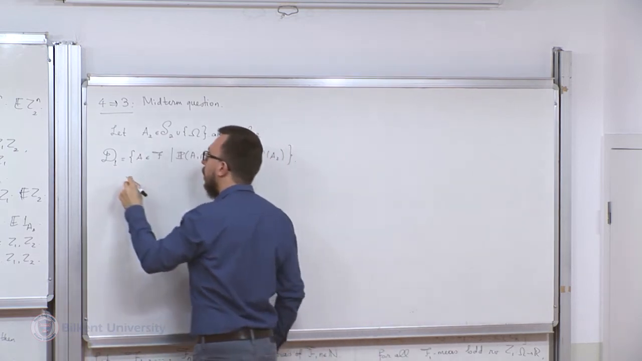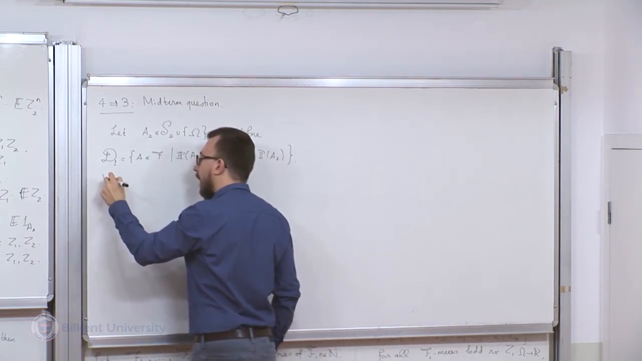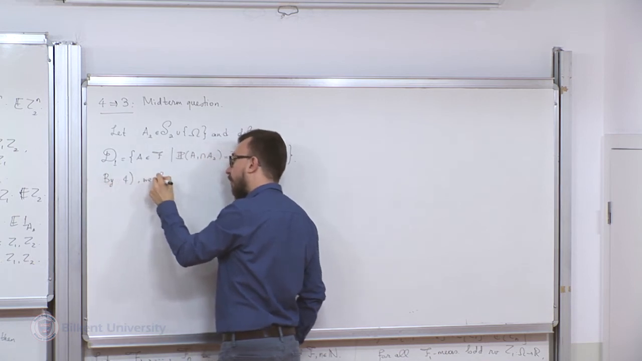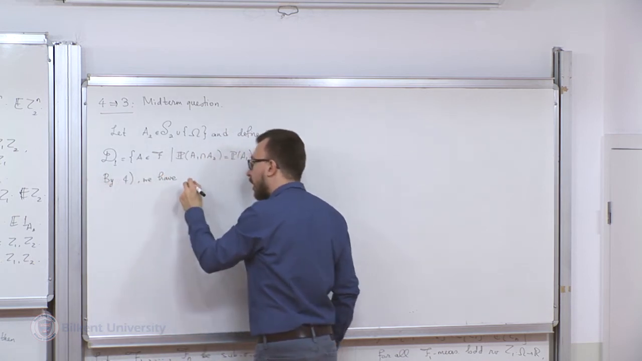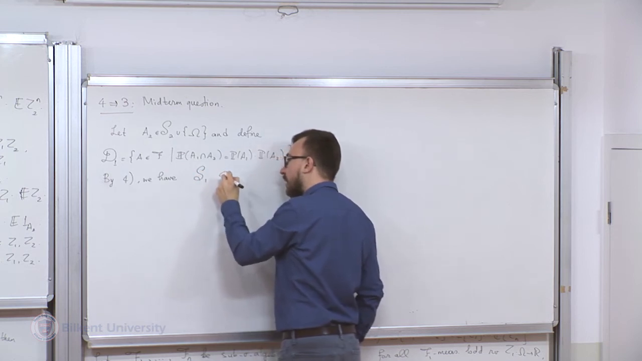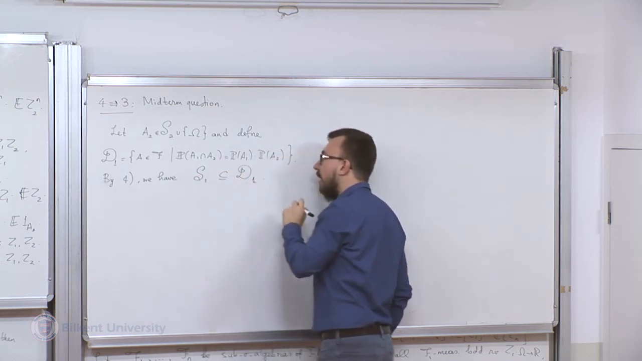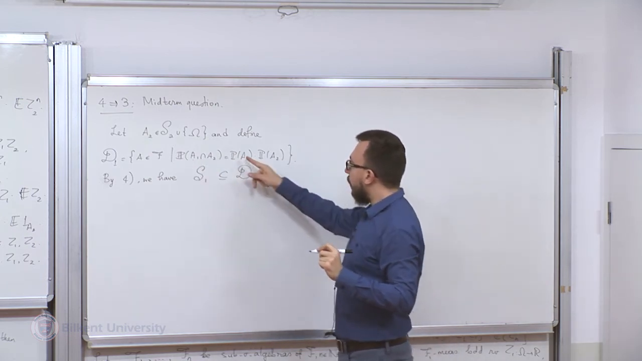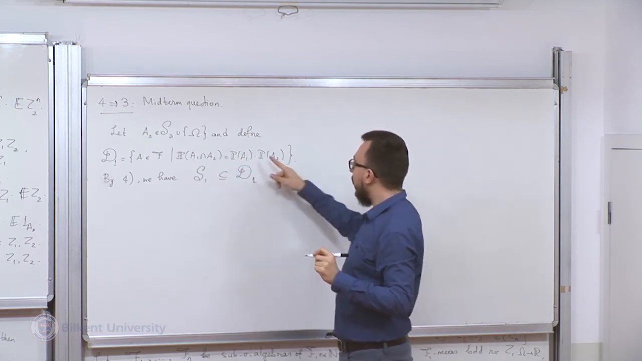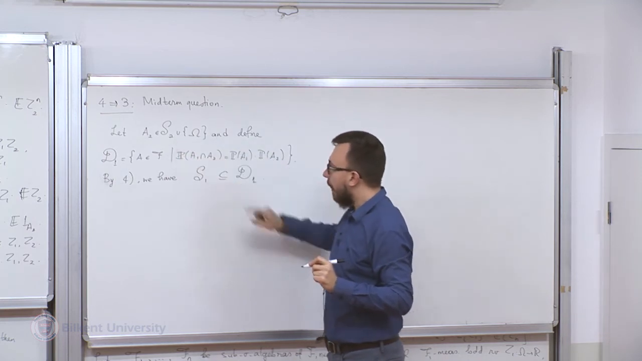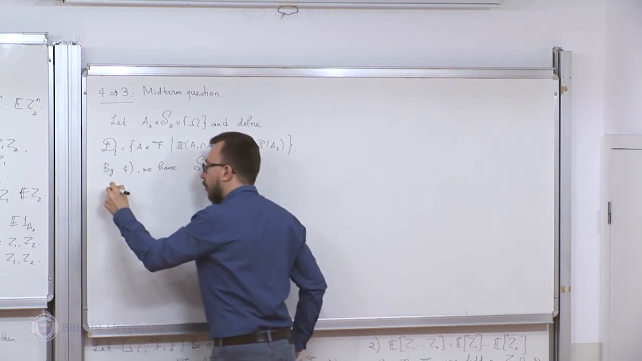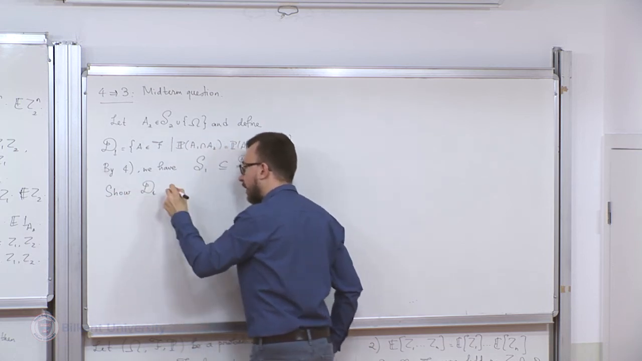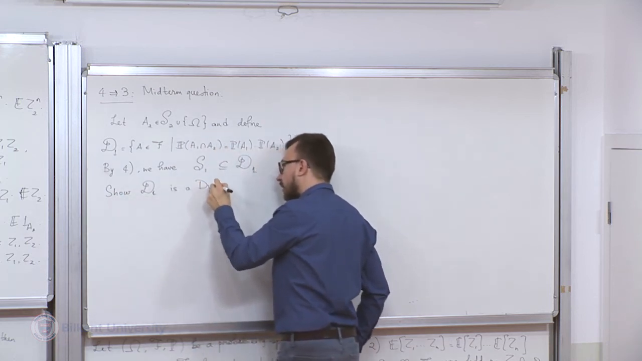So by 4, we have S1 is a subcollection of D1, because we are given that we have this property for every A1 coming from S1 and every A2 coming from S2. So we show D1 is a Dynkin system. This is what I'm going to omit, is a Dynkin system.